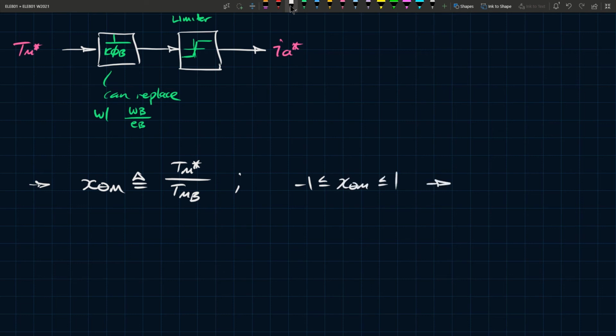And this implies that the set point goes between the positive and the negative rated torque, TMB. Obviously your machine set point should not be larger than your rated value. Otherwise you can't operate. I mean, how could you ever hope to do that, right?